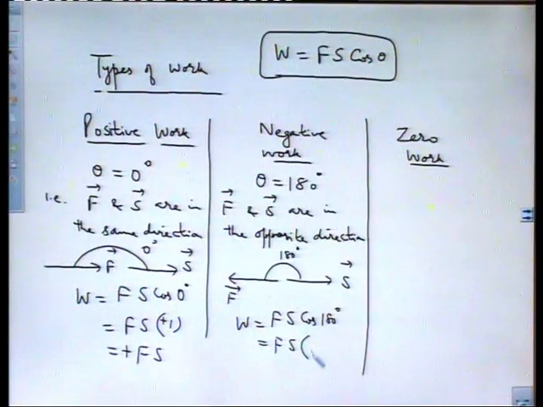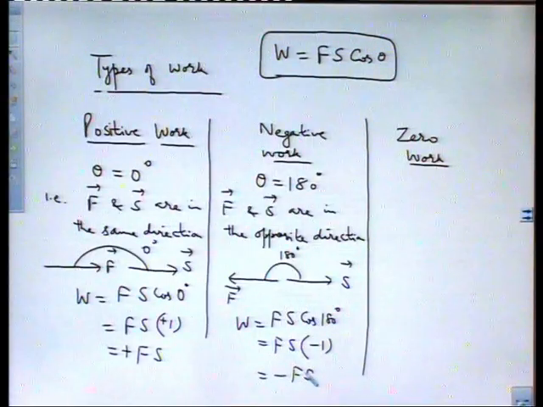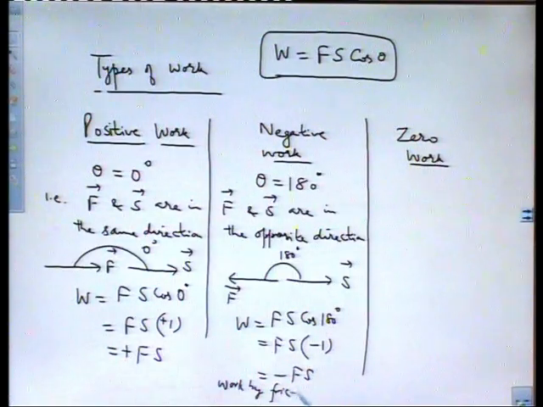Cos 180 is minus 1. So this is equal to minus Fs. Work done by friction is negative. When a body moves in this direction, the friction force acts in the opposite direction. So the angle between them is 180 degree, and this is why this work will be negative.